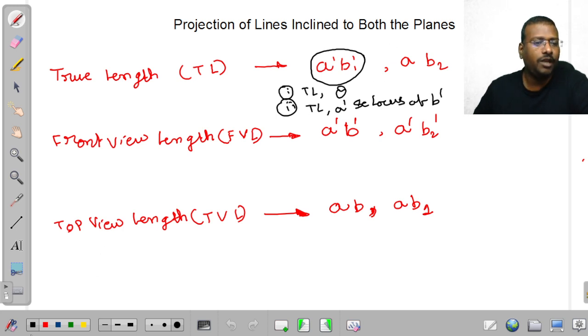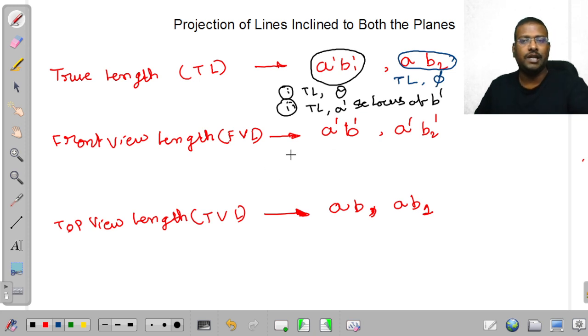So what about AB2, sir? For drawing AB2, what do you require? We require true length, comma, phi, because the inclination with VP is required. Good. Another thing they may ask is the true length A dash B1 dash, how it is, meaning how much angle it is making with reference to the XY line. It is theta degrees.